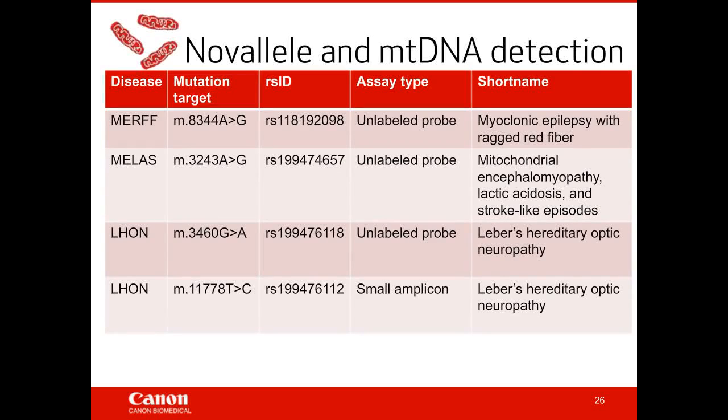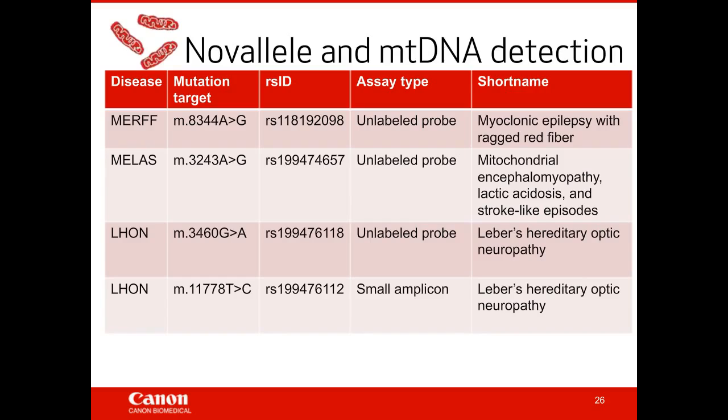Canon BioMedical has developed HRM-based assays that target specific pathogenic mutations in the mitochondrial genome that are associated with some of the more common mitochondrial diseases. These are the ones I spoke about earlier, so MERRF, MELAS, and LHON. And their associated diseases can be found in the far right column on the slide seen here.